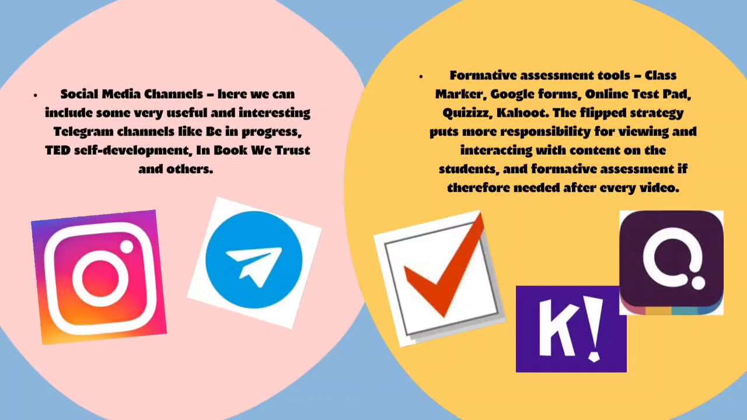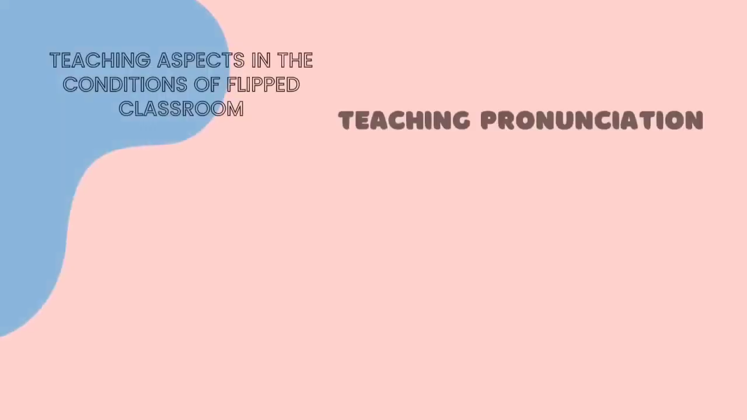Formative assessment tools: Classmarker, Google Forms, Online Test Pad, quizzes, and Kahoot. The flipped strategy puts more responsibility for viewing and interacting with content on the students, and formative assessment is therefore needed after every video.